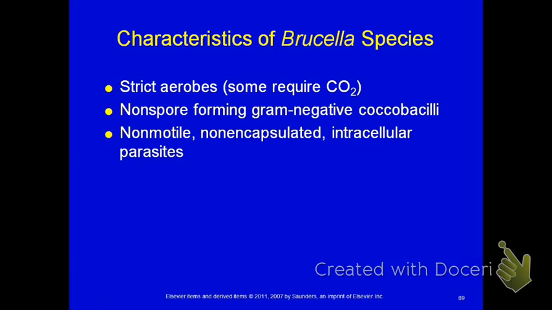The organism would be strictly aerobic, but some would require CO2. In fact, the ability of the organisms to require CO2 or not would be one of the bases of differentiating the 4 species of Brucella. They are non-spore-forming, gram-negative coccobacilli, non-motile, non-encapsulated, and they are considered intracellular parasites, which means that it's hard for us to cultivate them in vitro.